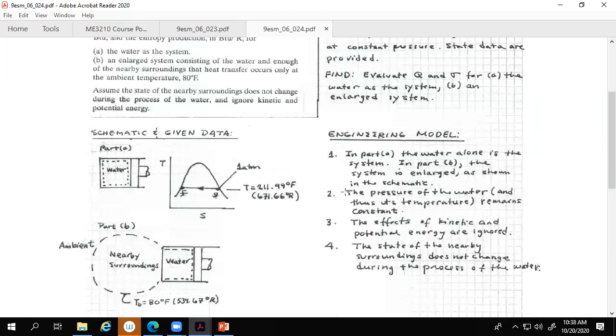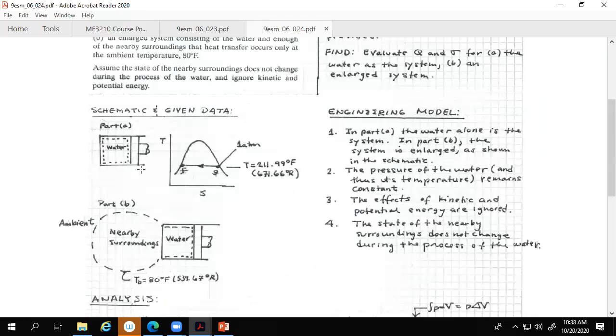So let's see, engineering model. Well, here's the picture. For part A, the control mass is the system, and there's our diagram. Engineering model, part A: water alone is the system. Part B: the system is enlarged as shown in the schematic.